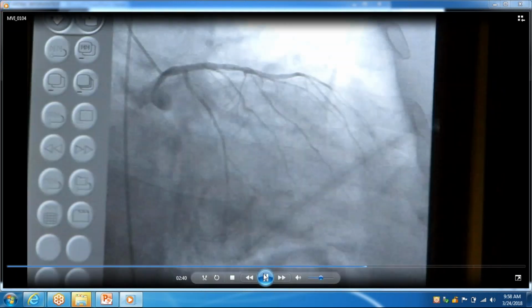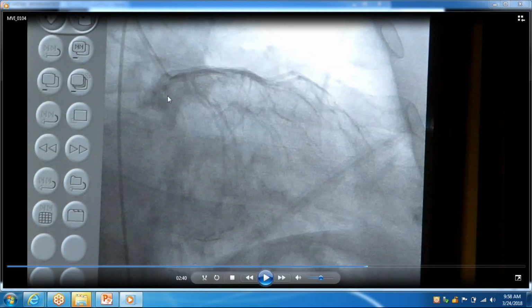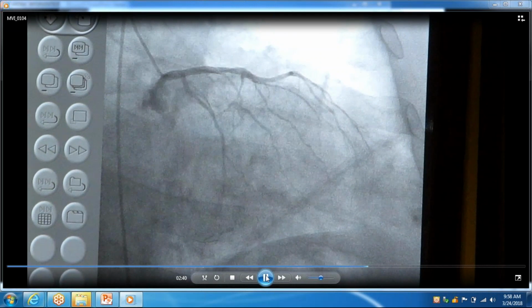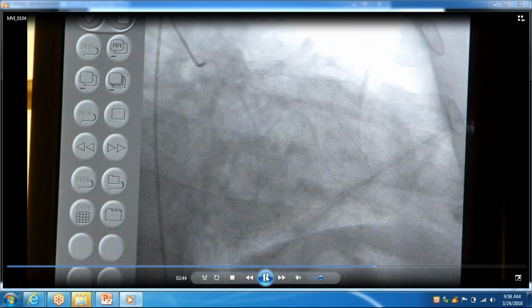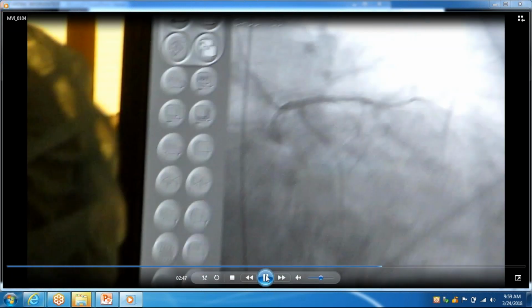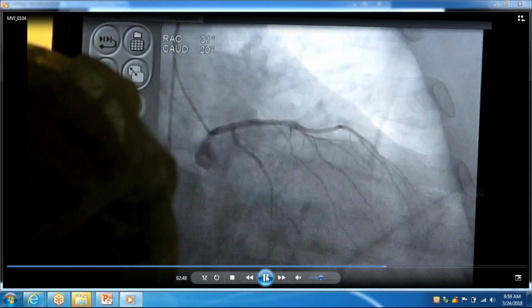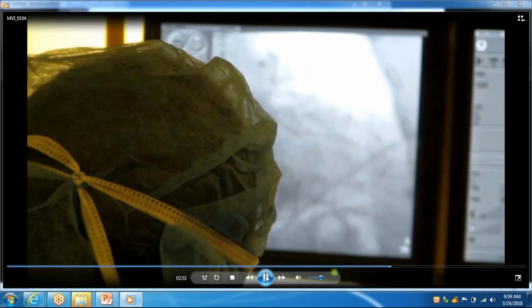Okay, so we take another picture. Because this is an RAO view, your left main is right there. The left anterior descending coronary artery comes down here, and your left circumflex is right there. Depending on the view, you're going to have different orientations of the blood vessel. So that is our RAO view.